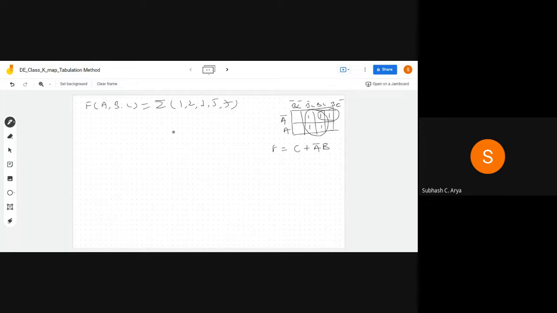This answer we know. Now we will apply another method of simplifying Boolean expressions called the tabulation method, or Quine-McCluskey method.